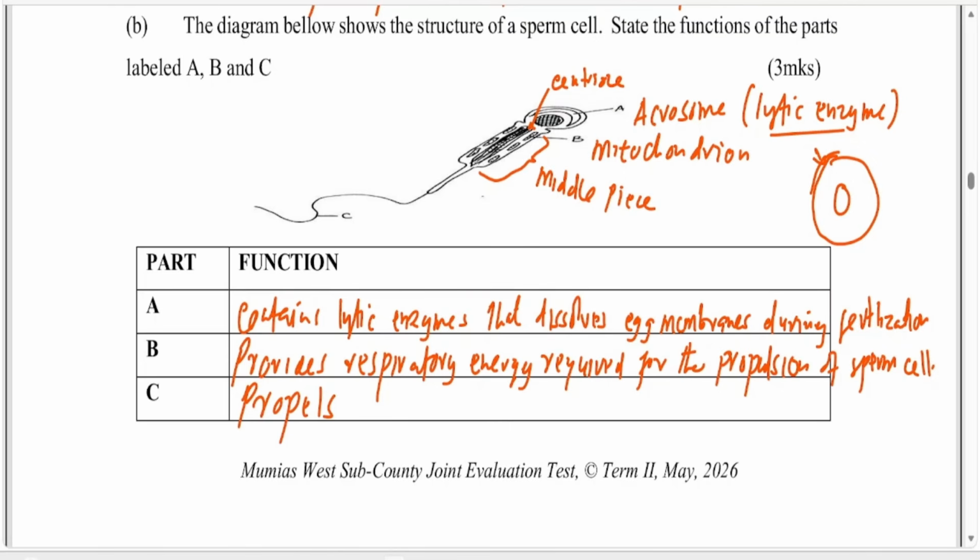It propels the sperm in the female reproductive tract. So stating these points correctly, 3 marks, 1 mark each.